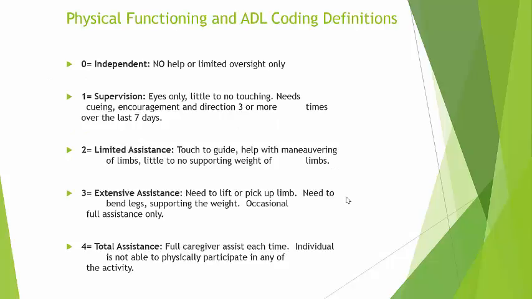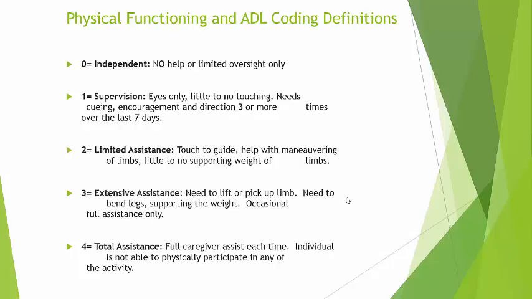Then we also have codes for physical functional abilities, which are under each activity of daily living in the ILA. A 0 is independent, which means they don't need any help or just need limited oversight. A 1 is supervision, so it's eyes on only. You're not touching the individual. They need cueing, encouragement and direction 3 or more times over the last 7 days, as it's spelled out in the ILA.